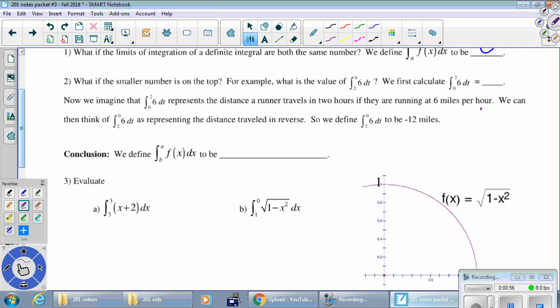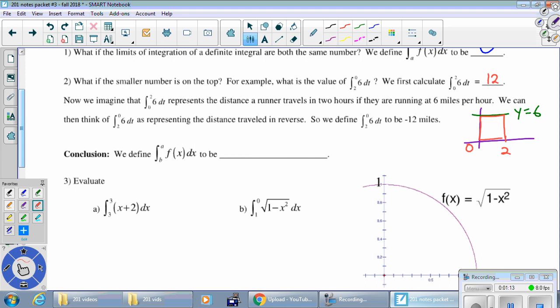So thinking about that, I know that y equals 6 is just a horizontal line. And so the integral of this thing from 0 to 2 is just the area of that rectangle. So 2 times 6 is 12.